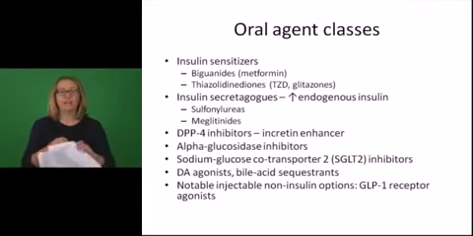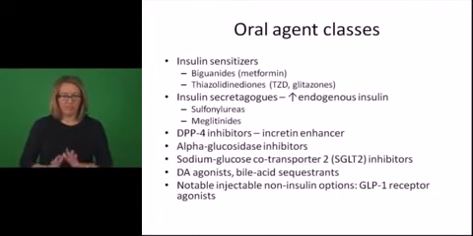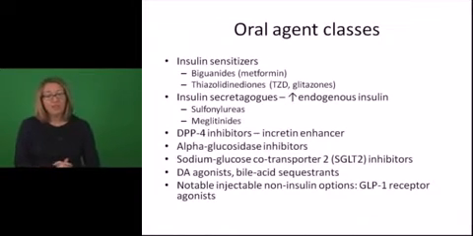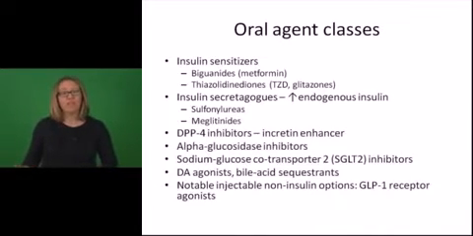The oral agent classes used in the treatment of type 2 diabetes that I'm going to review today are the insulin sensitizers, including metformin and the TZDs, insulin secretagogues, including sulfonylureas and the meglitinides, DPP-4 inhibitors, alpha-glucosidase inhibitors, sodium glucose co-transporter 2 inhibitors, dopamine agonists, bile acid sequestrants, typically used for cholesterol. And I'm going to review one notable injectable non-insulin option, the GLP-1 receptor agonists.